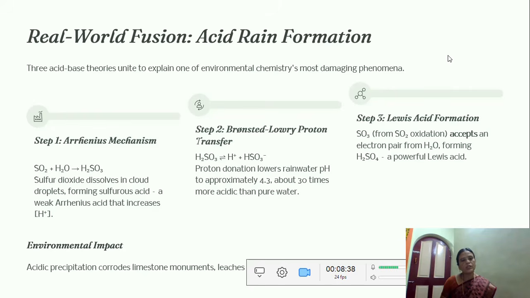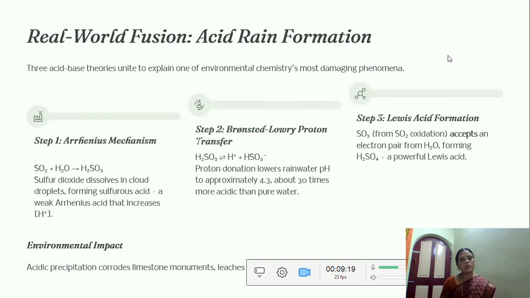In step 2, the formed H2SO3 donates H+ ions, and it acts as an acid according to the Lowry-Bronsted concept. Because of the liberation of H+ ions, the pH of the rainwater goes below 7, that is 4.3, and hence pure rainwater becomes acidic in nature. And again, according to the Lewis concept, the SO3 present in the atmosphere, formed by the oxidation of SO2, accepts an electron pair from water and is converted into sulfuric acid, which is a powerful Lewis acid and the main constituent of acid rain.